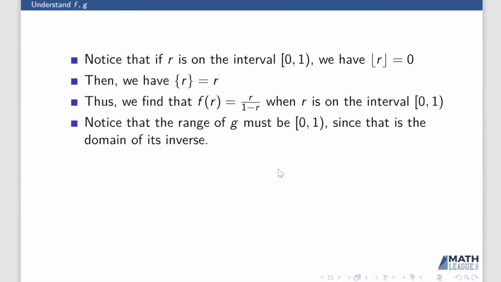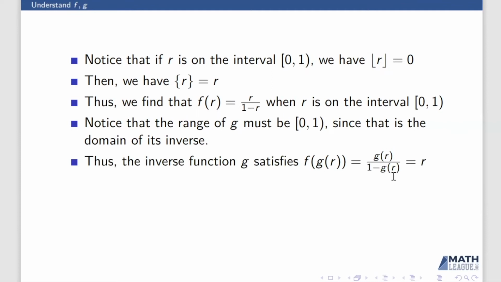Now we want to understand g a bit better. The range of g is the domain of f because they're inverses. And the domain of f that we're taking is the interval between 0 and 1. So that's going to be the range of g. We know that f of g of r has to equal r because they're inverses. So we plug in g of r, and we know g of r is in the interval from 0 to 1, so f of that has to satisfy the expression we found. It ends up being g of r over 1 minus g of r, and that ends up equaling r.